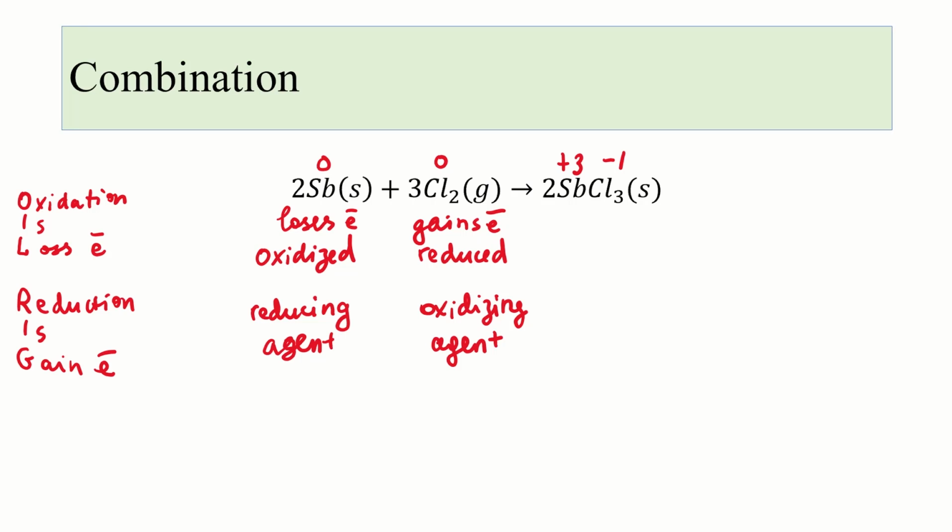But oxidation and reduction happen to reactants only. We cannot say that antimony trichloride was oxidized or reduced. It just doesn't make sense. This happened after the reaction. This is a product. The redox, the oxidation or reduction process, happened to the reactants. So antimony is oxidized, chlorine is reduced.